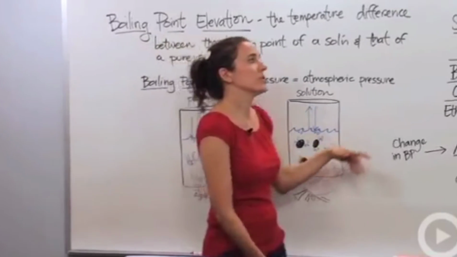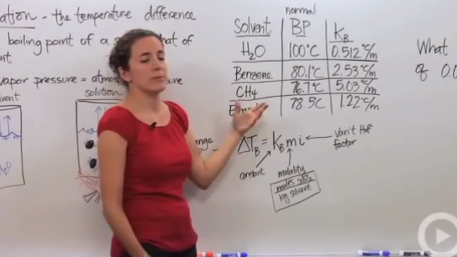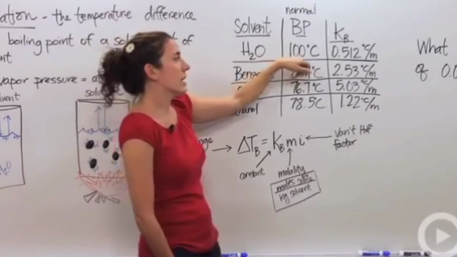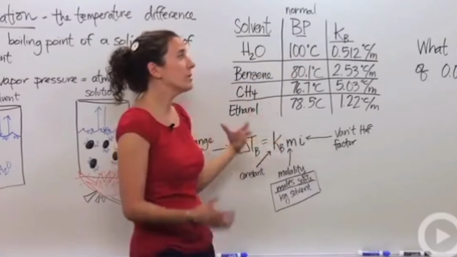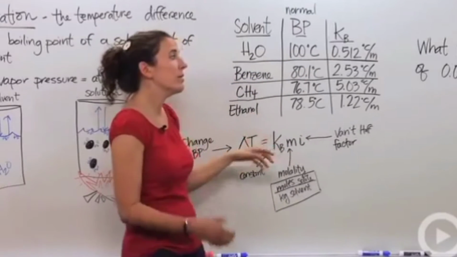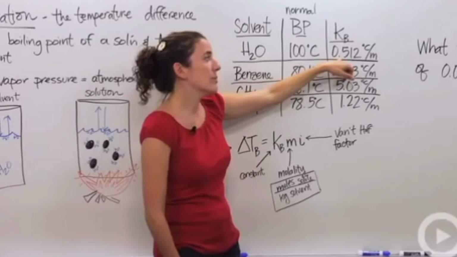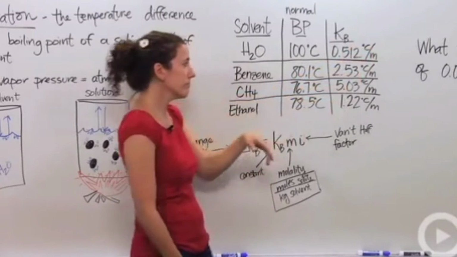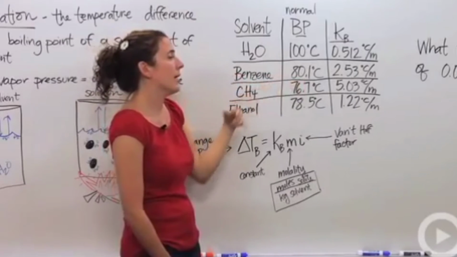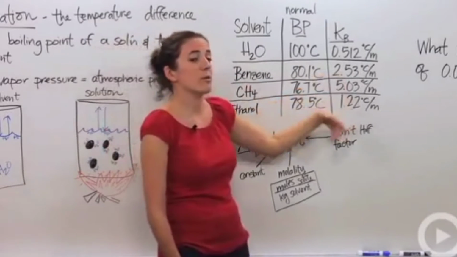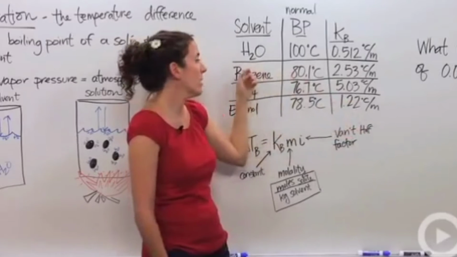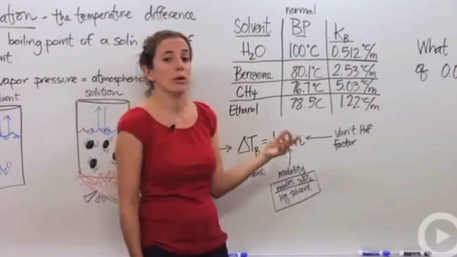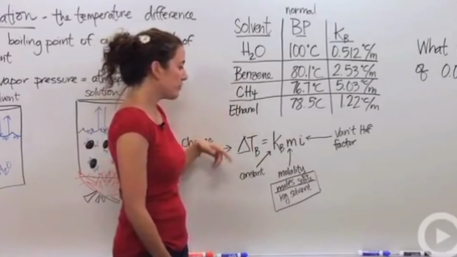Let's talk about the different solvents and how the solutes affect them. Let's talk about water. Water boils at 100 degrees Celsius, and for every molal of solute you put in, the boiling point increases by 0.512 degrees Celsius. Benzene boils at 80.1 degrees Celsius, and every molal, or every mole per kilogram of benzene you put in, raises the boiling point by 2.53 degrees Celsius, and so on and so forth.